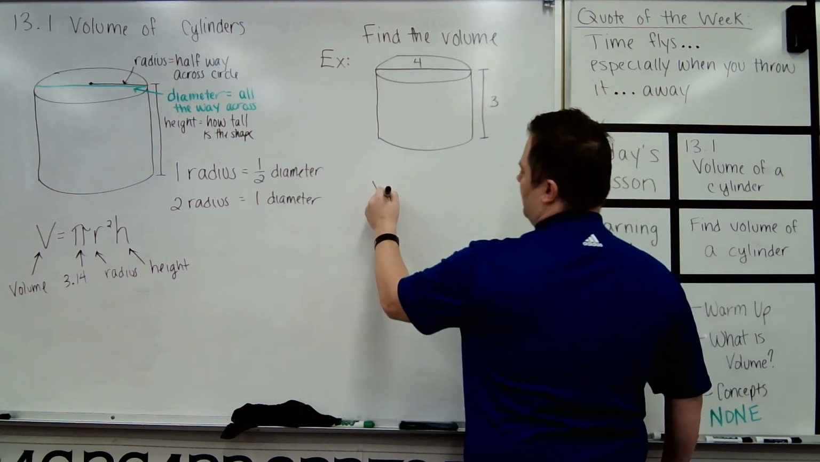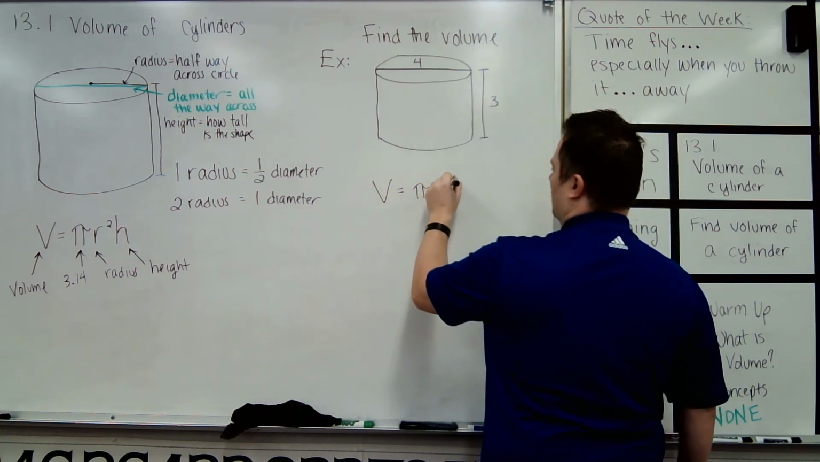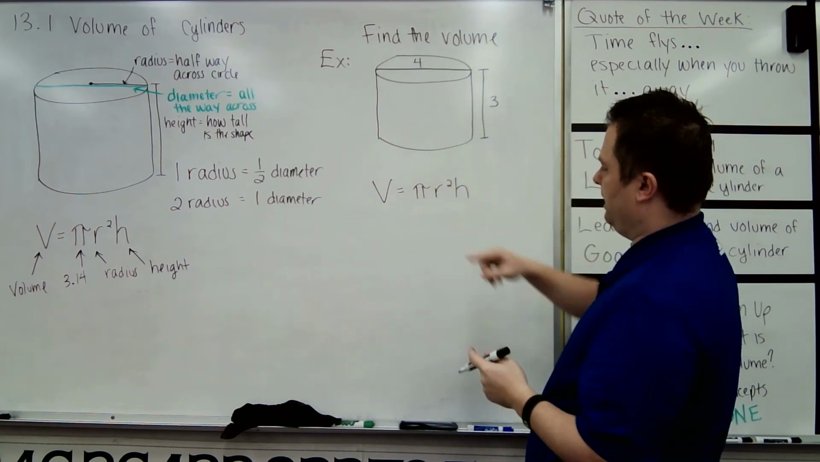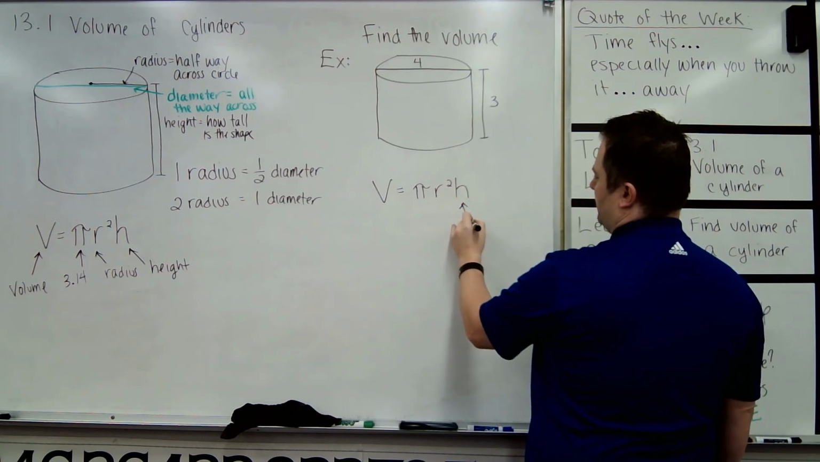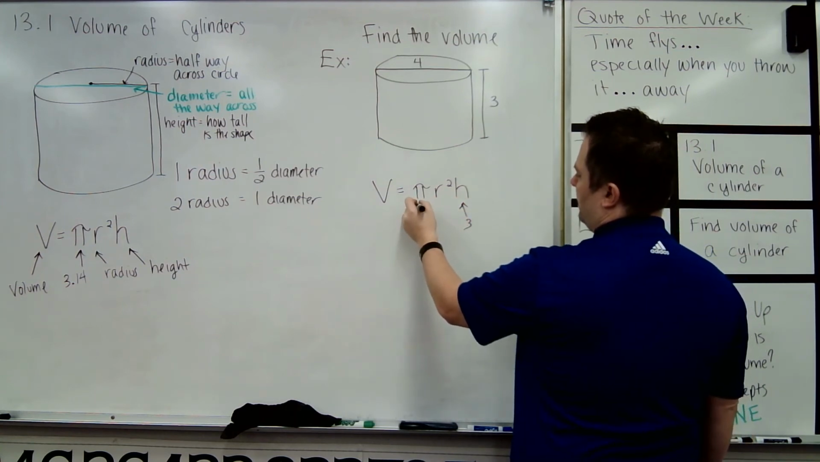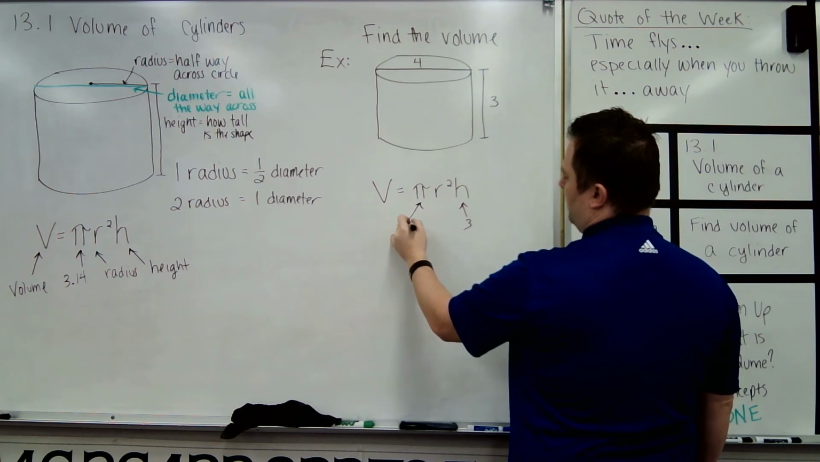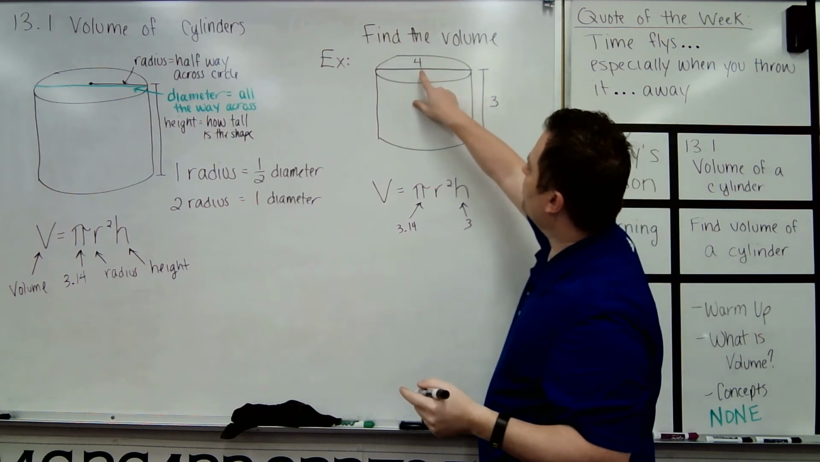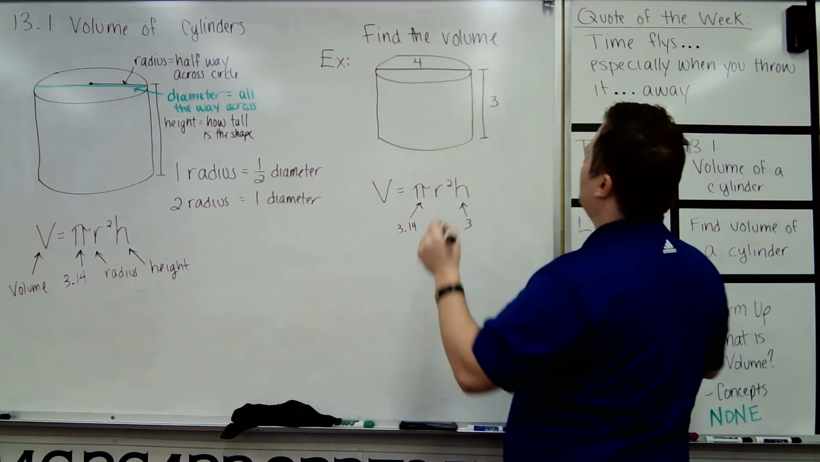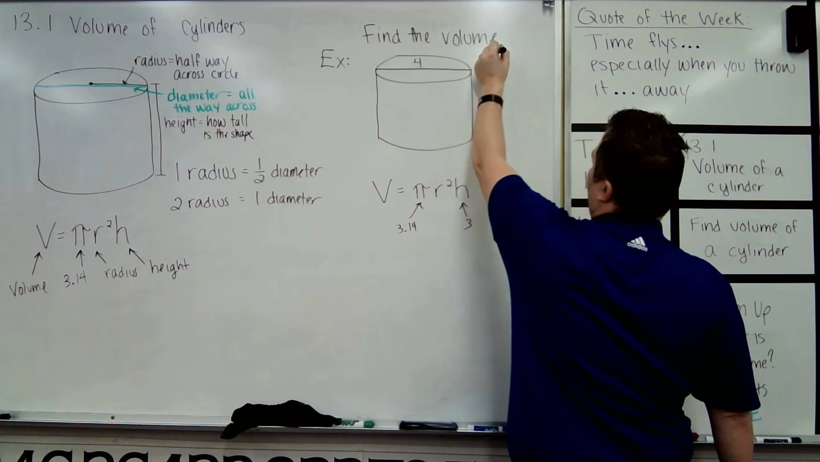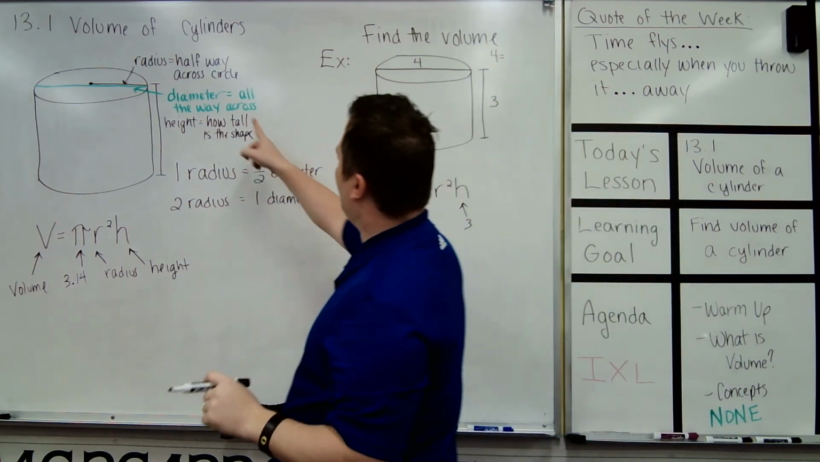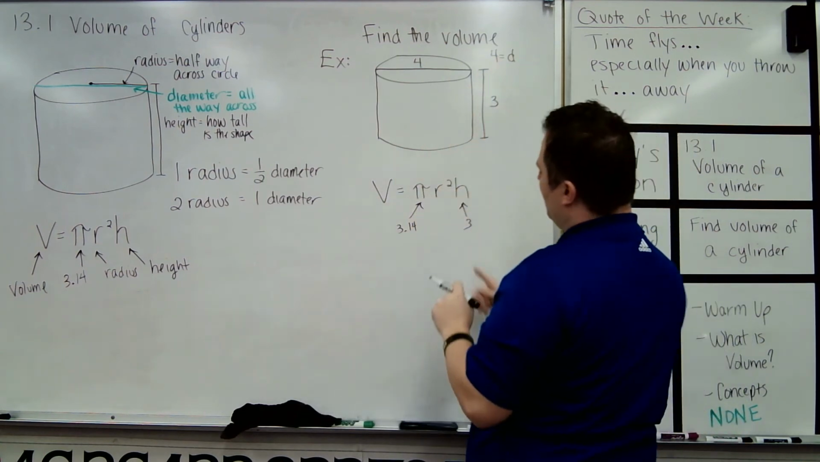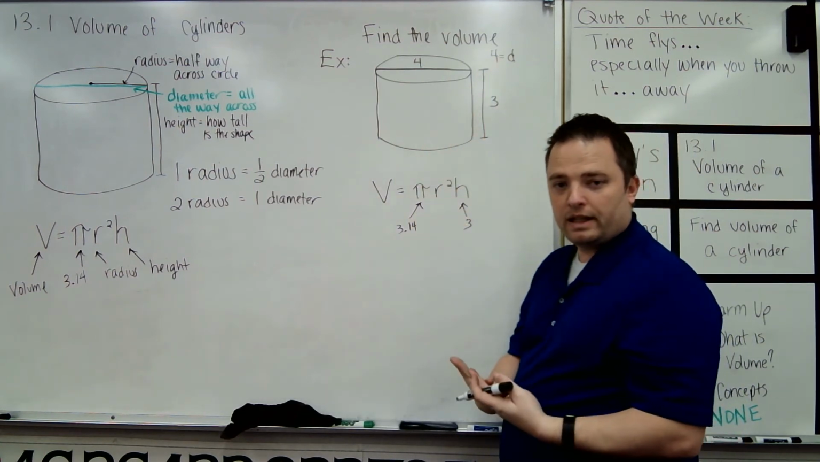Okay, so this is V equals pi r squared h. I can fill in some information that I know. For example, 3 is the height. Okay, so this is a 3. The pi is equal to 3.14. Okay, now when I get to radius, remember I don't want to use 4 because the 4 is the distance all the way across. So 4 is equal to the distance all the way across. That's the diameter. And my formula doesn't ask for a diameter, it asks for a radius.